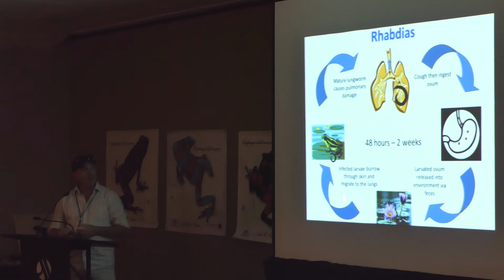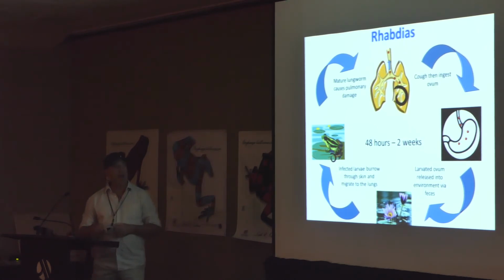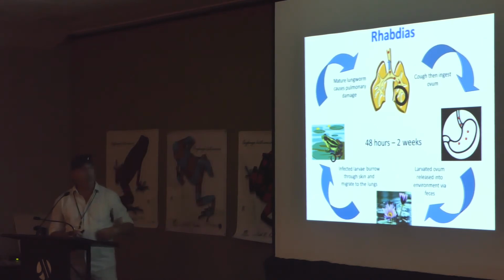And the way they reinfect the frog is they go back up to the frog and burrow through the skin and migrate to the lungs. So you can imagine when that happens, you penetrate, make a microscopic hole in the skin of the frog, you make a microscopic hole through other tissues, probably get into the bloodstream or go back into the lungs and take bacteria with you.